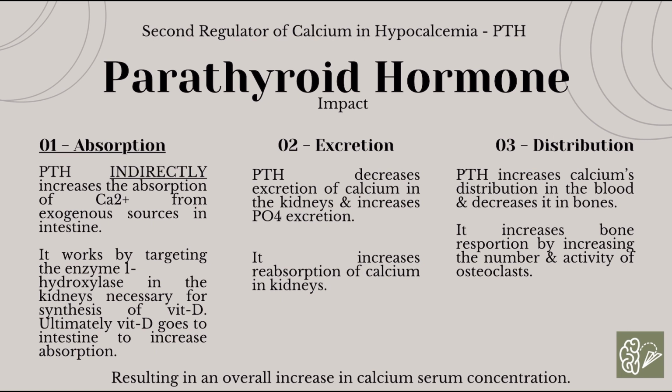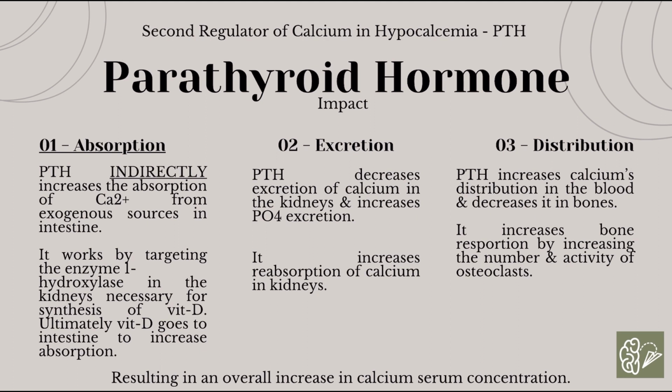Excretion and distribution work the exact same way, more or less, as vitamin D. So parathyroid hormone will decrease the excretion by increasing reabsorption in the kidneys. You don't want to excrete as much calcium, you want to maintain the calcium. But parathyroid hormone will also affect phosphate.